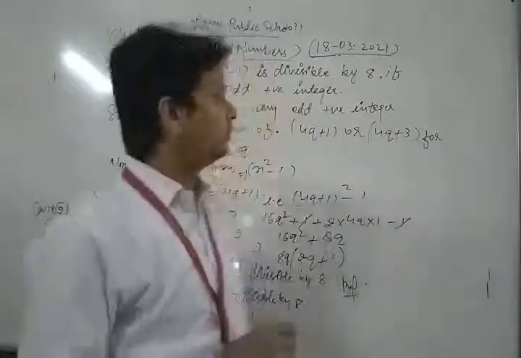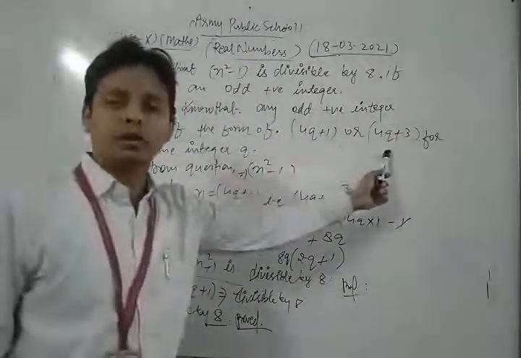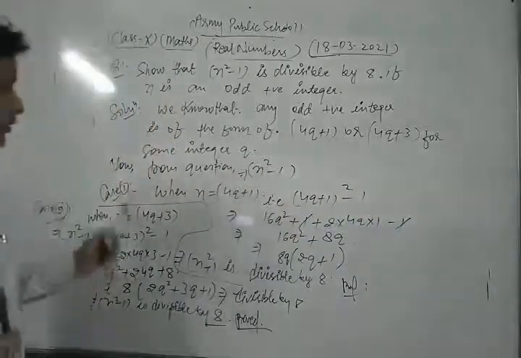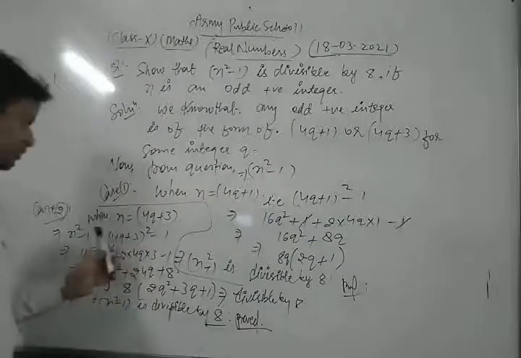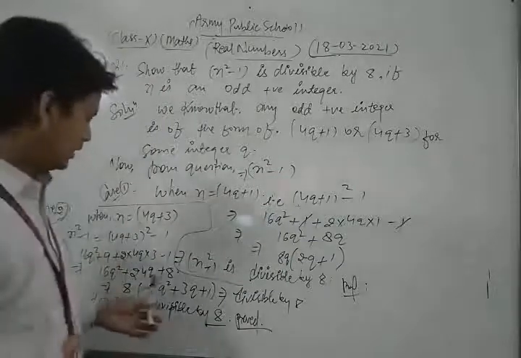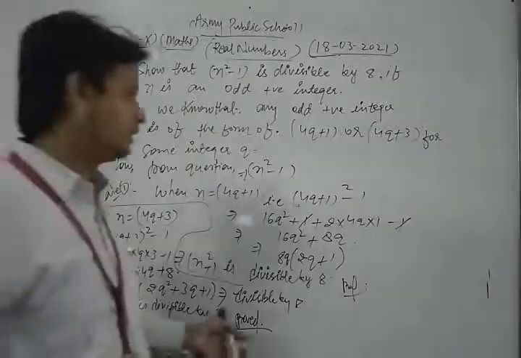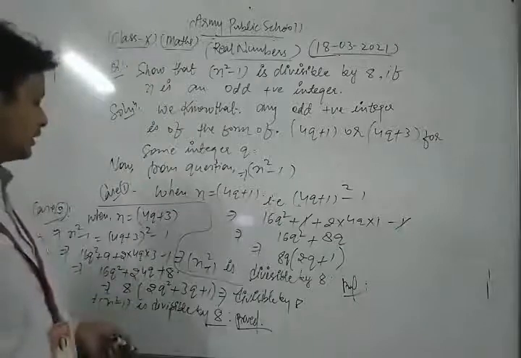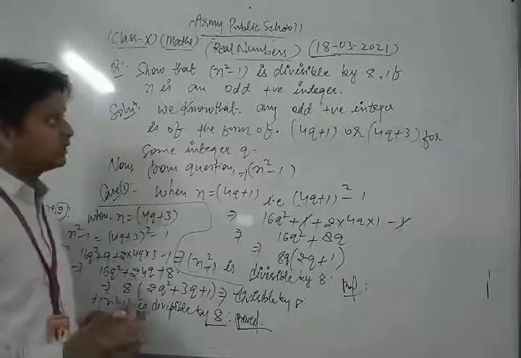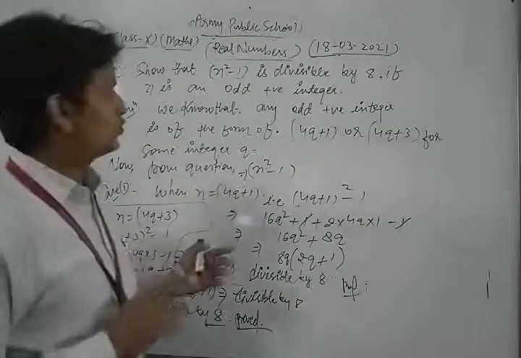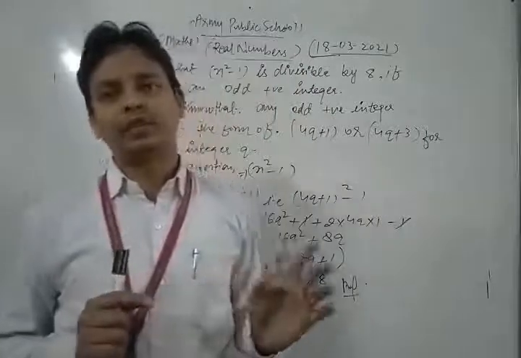Okay, similarly we apply case 2, and in that condition we take n is equal to 4q plus 3. After that we put the value of n in that expression and simplify it. After simplifying we also get 8 as a factor, so it is clear that in that case also n square minus 1 is divisible by 8. Thus in this way we can say that n square minus 1 is divisible by 8. Okay, so this is the process to solve that type of question.